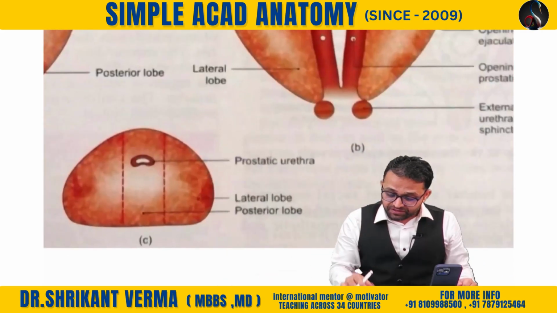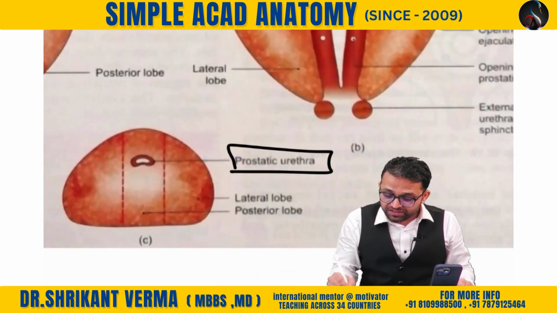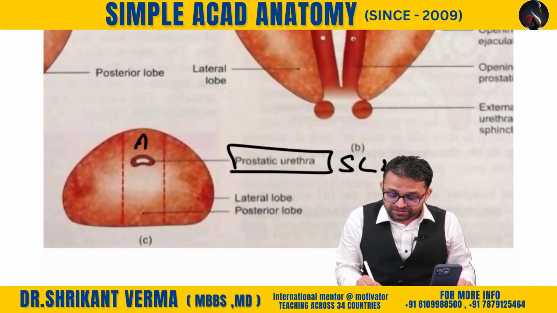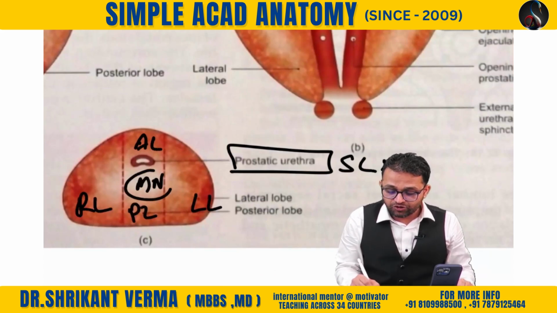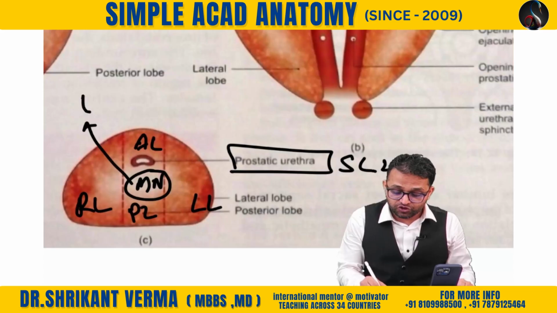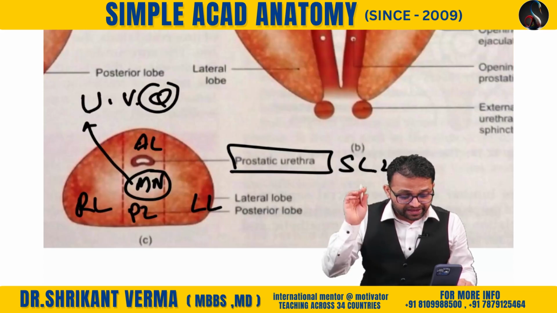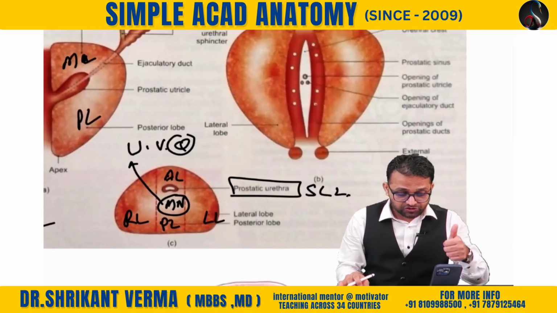So can you see the prostate gland from the above? The prostatic urethra, it is semi-lunar shape or horseshoe shaped. Sir, anterior lobe, posterior lobe, right lobe, left lobe, and this is the median lobe. This median lobe is responsible for the uvula vesicae. This is another MCQ. Okay. Yes, Dr. Cavalry, you are right.